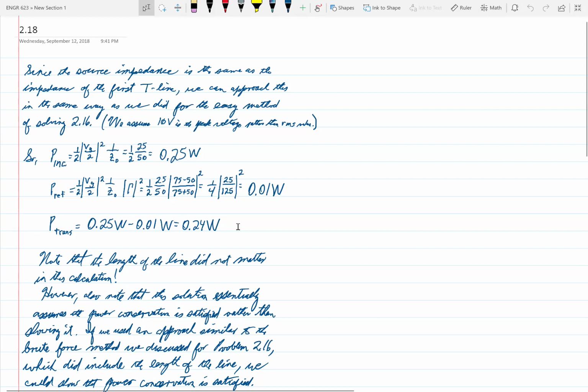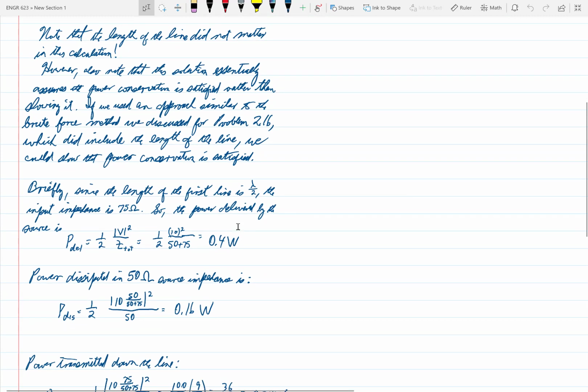We have not shown that power conservation works, we have merely assumed it. And that's a very quick and easy solution. But if you want to actually show that power conservation is valid here, then you need to use a method that's more similar to our brute force method for solving 2.16. So let's see how that would go.